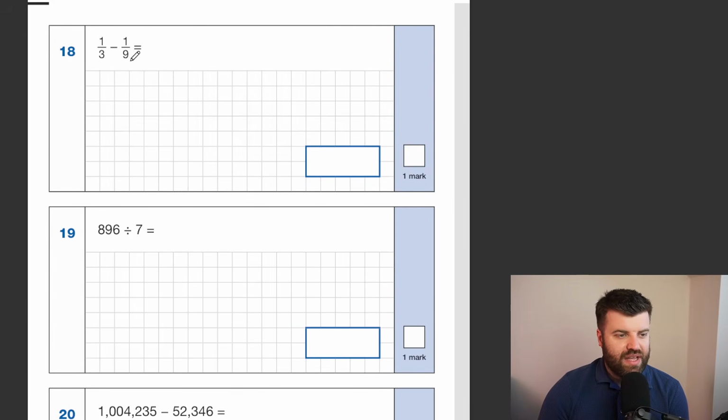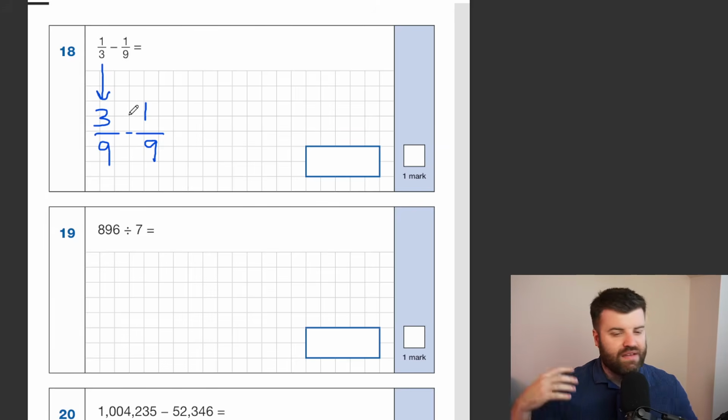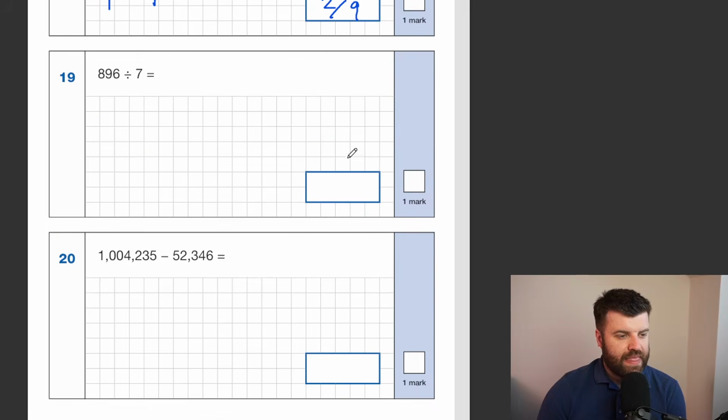Question 18, 1/3 take away 1/9. If ever we have to add and subtract fractions with different denominators, our first job is to make the denominators the same. Luckily for us, the denominator 9 is not having to be changed here because I can change 3 into 9. So as long as I multiply 3 by 3, do the same to the top, and I get 3/9. These are equivalent. And now the denominator is the same, I can very easily subtract. 3 take away 1 is 2. Therefore, that's the answer. 2/9. Get the denominators the same.